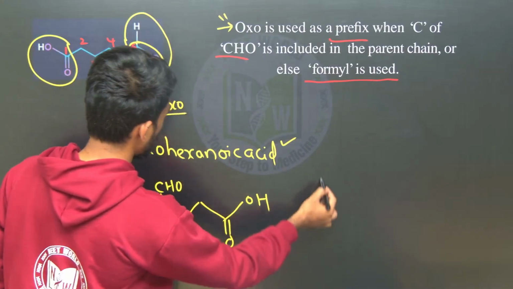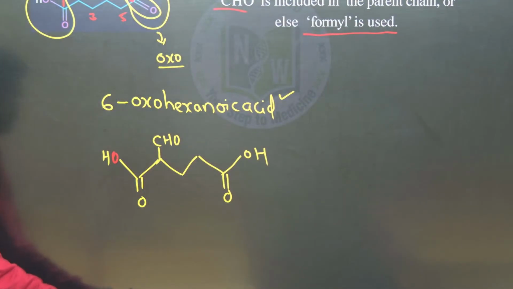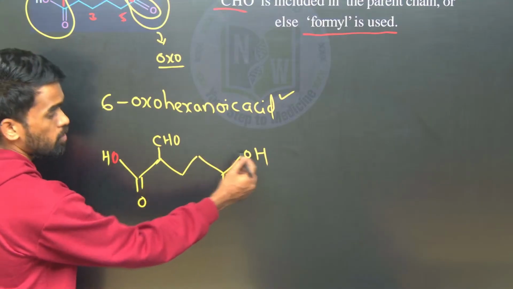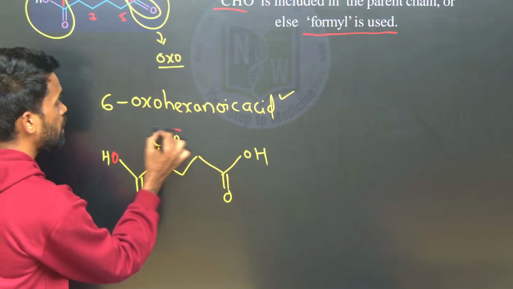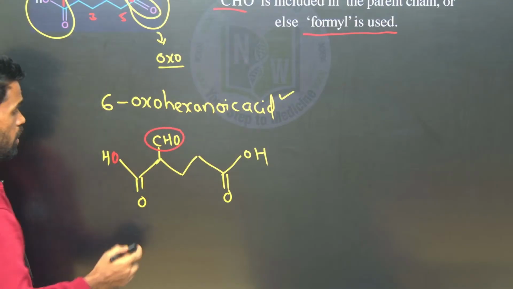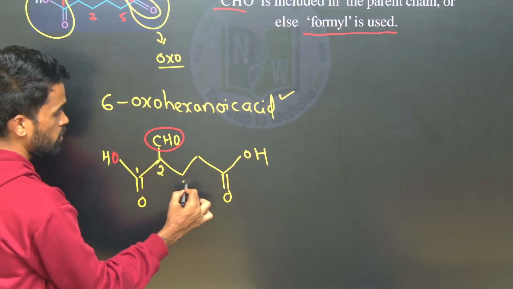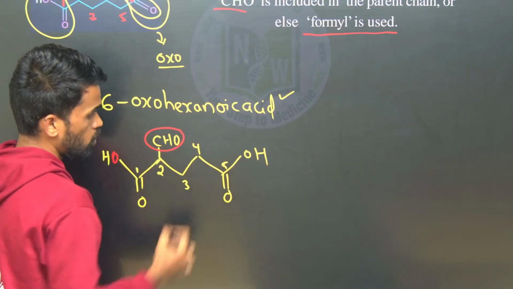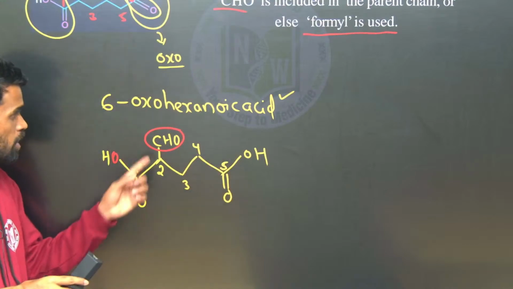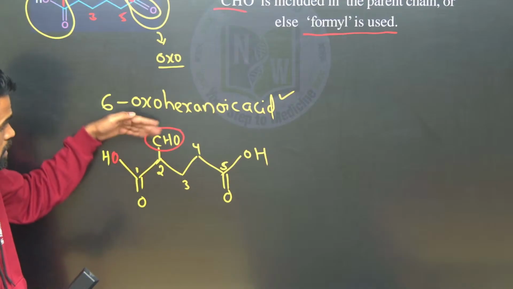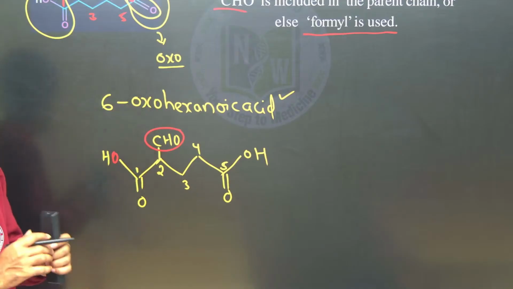Tell me from where I should start numbering. Left side. See, from left side. Why left side? Because both sides carboxylic acids are fine, but aldehyde is a substituent here. So this side is closer. So one substituent is getting a lower number, 2, 3, 4, 5. Now, is this aldehyde carbon counted in the parent chain? No, it is separate.